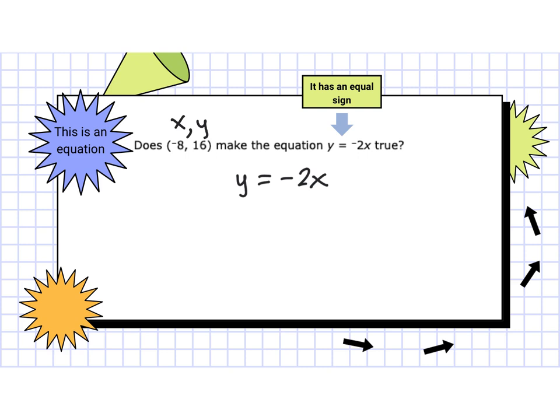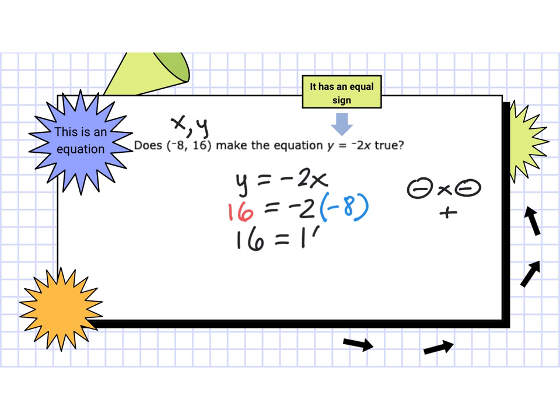So 16 would be put in for y equals negative 2, and x is negative 8. So 16 has already been done. I know it's just 16. And negative times a negative, good time to remember that that is a positive. So I end up with 16 equaling 16. So yes, it makes the equation true. You might be recognizing this as a check when you solve something.